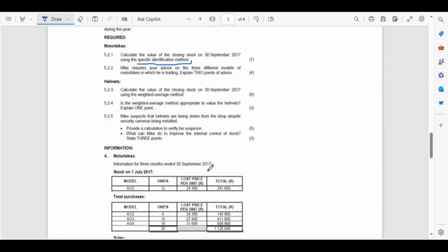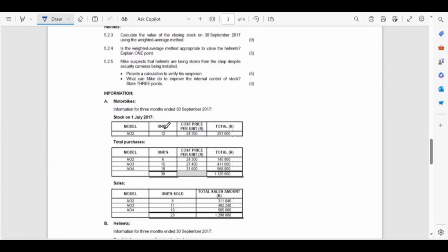Now let us go about doing that. First, we're going to start by recognizing our opening stock. So our opening stock, which was on July, we had 12 units, right? Of the A02 model, and it cost how much?